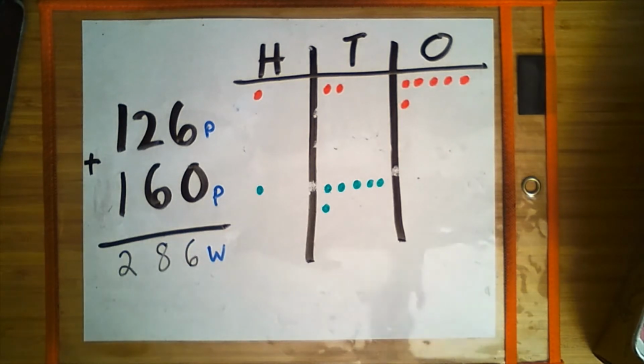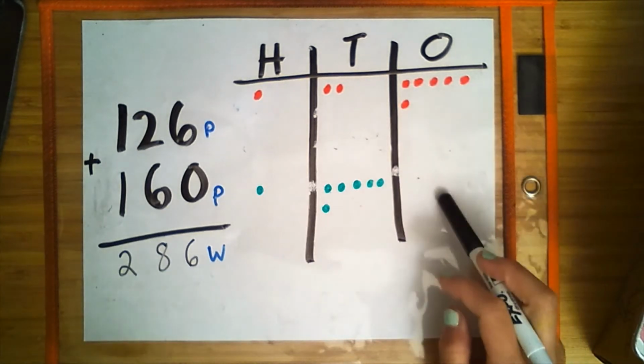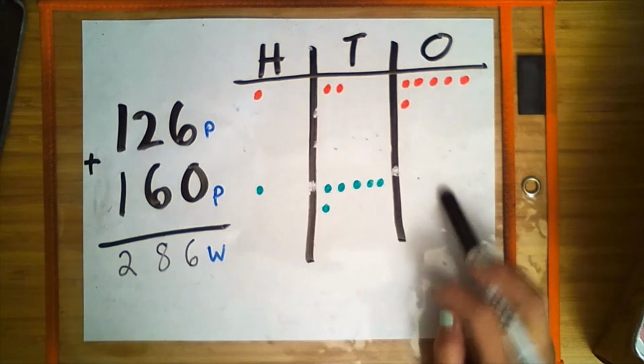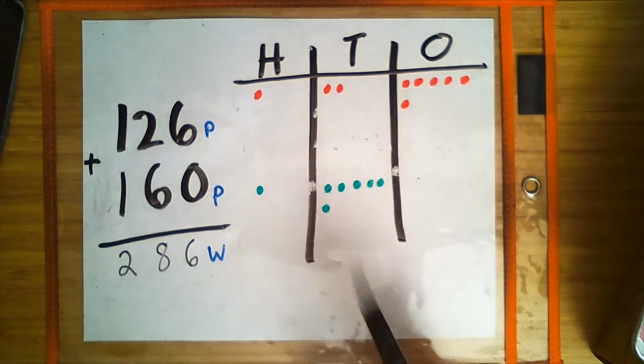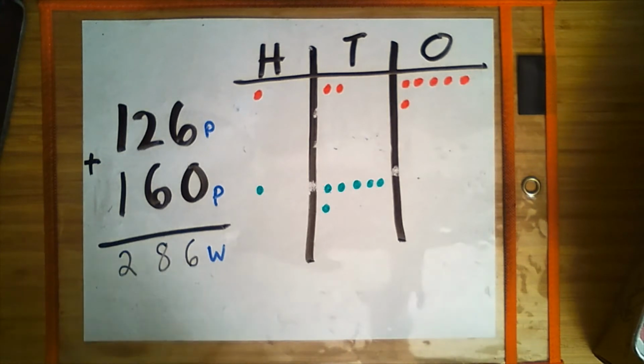Great job. Now, I have a quick question. Did we need to bundle units in this problem? No, we didn't. Because 6 plus 0 is just 6. And 2 plus 6 doesn't equal 10. So we didn't need to bundle because we never made 10 in either of the place values.